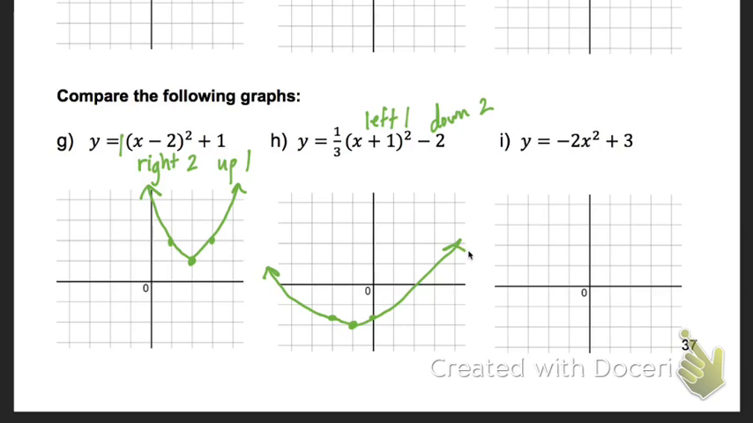Okay, try the last one. Why is there no 3 up there, no parentheses? Wait, I got this. Let me try. It goes up 3. Doesn't go right or left any. Does it face up or down? Down, and I need to go down how many? 2. And that's it. And that's because there's no parentheses? Yes.